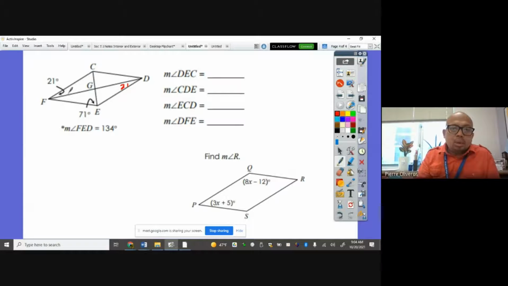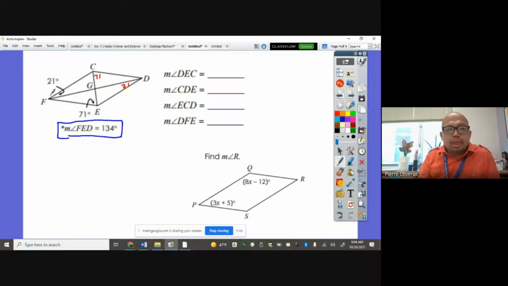Now, same thing with this. This is my parallel line. This is my transversal. If that's 71, this has to be 71 also, right? So right now I have 71 here, 21 there. Done? Now, it says here that FED is 134.